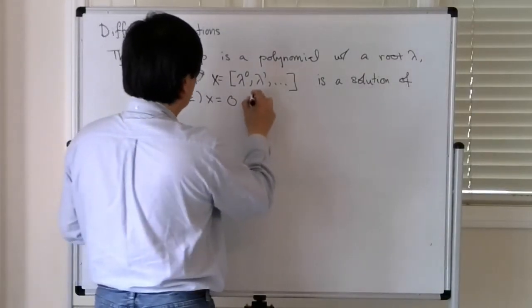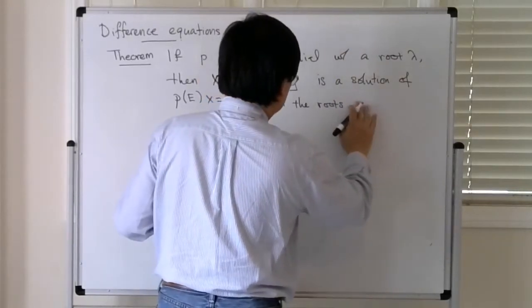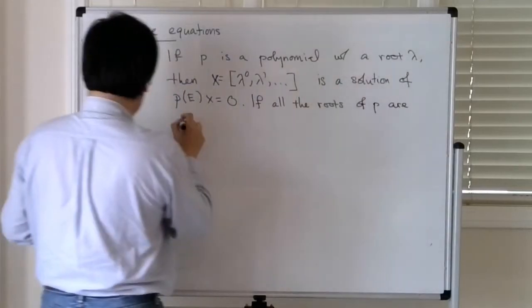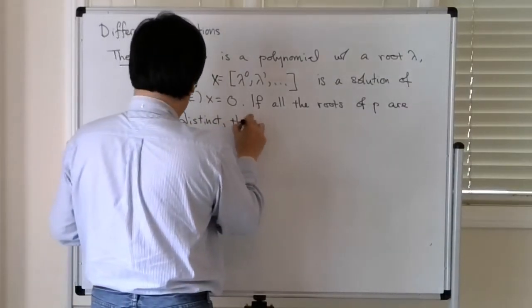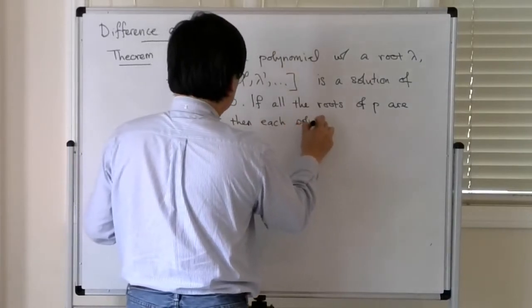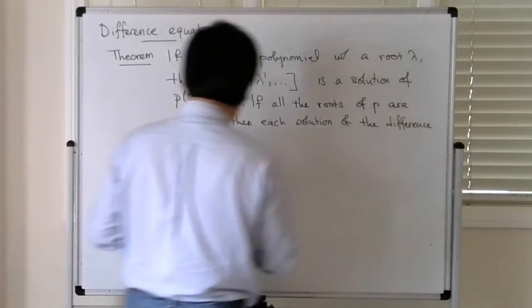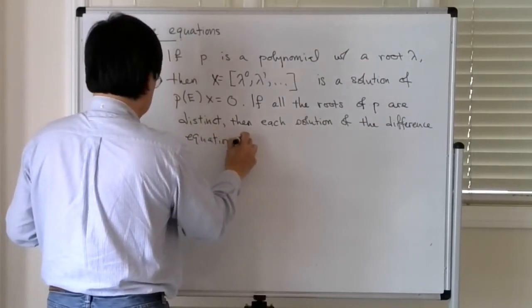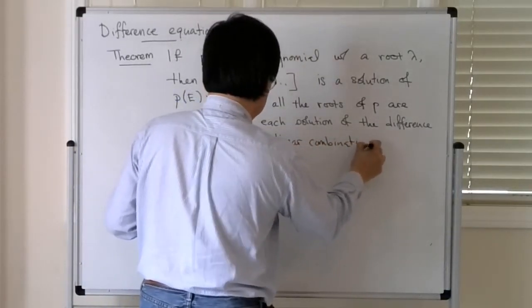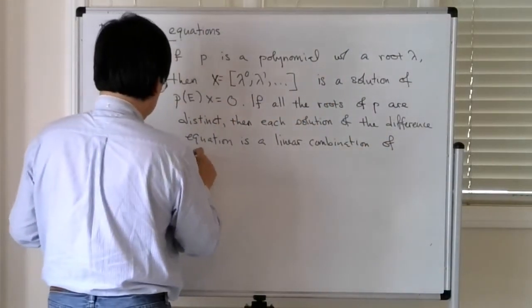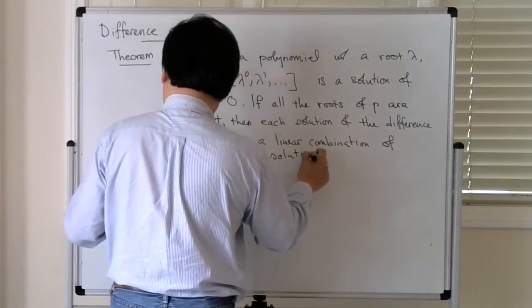And then if all the roots of P are distinct, then each solution of the difference equation is a linear combination of such special solutions.